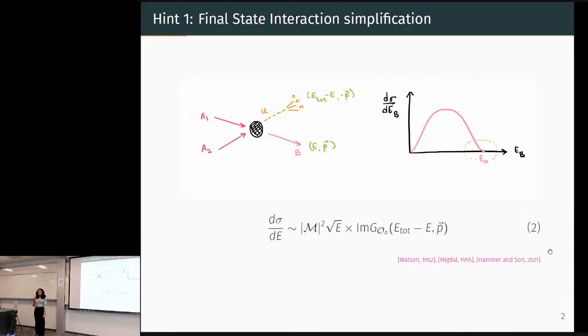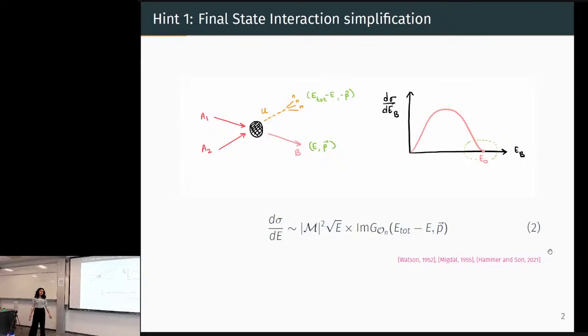So there are two hints that come to our rescue. The first is when we look at this energy regime. If we fix some center of mass energy of A1 and A2 and then look at the energy spectrum of this product B, and then look at the end point of this, which is when the particle B will have the maximum kinetic energy, in this regime the neutrons will move very slowly with very low kinetic energy relative to each other.